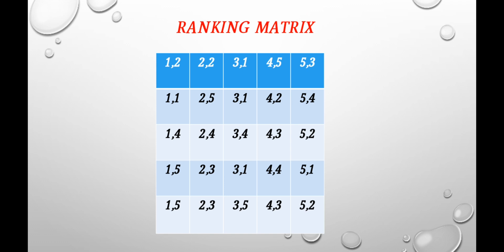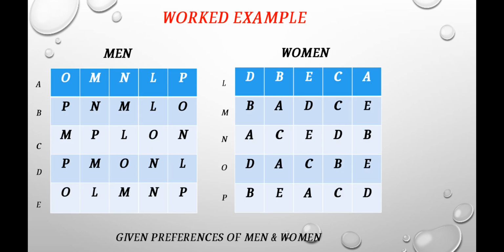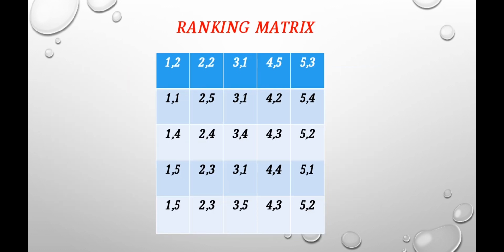Now let us see how to write the ranking matrix based on the sets given. Here, A's first choice is O and O's second choice is A. Therefore, it can be written as 1, 2. Similarly, A's second choice is M, whereas M's second choice is A. Therefore, it is written as 2, 2. Similarly, all the cells are filled to form a ranking matrix like this.